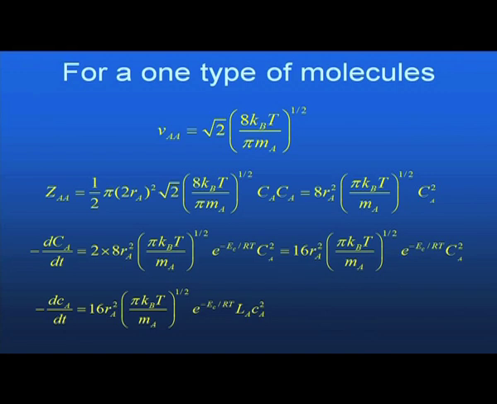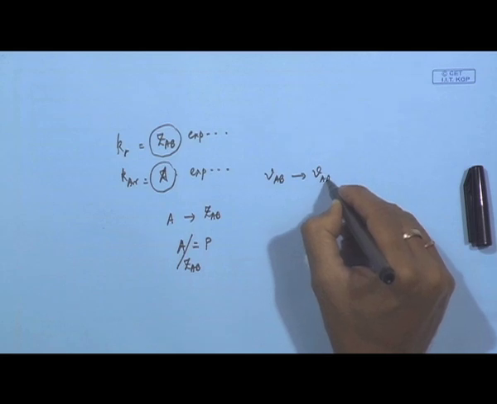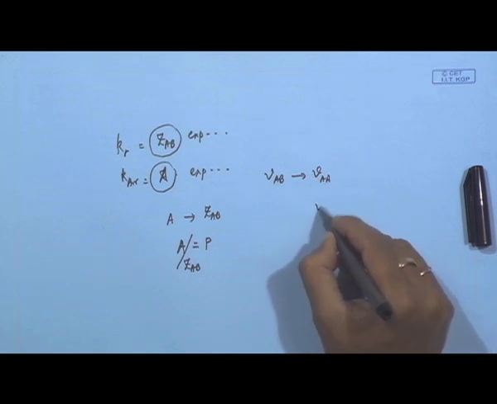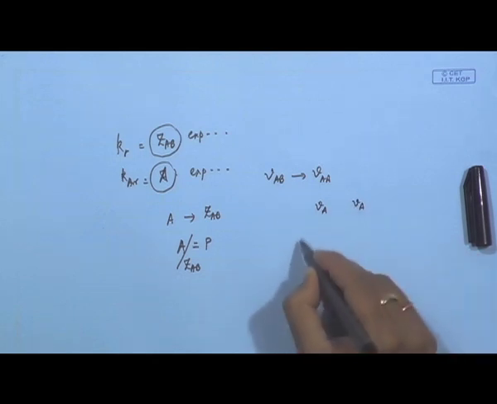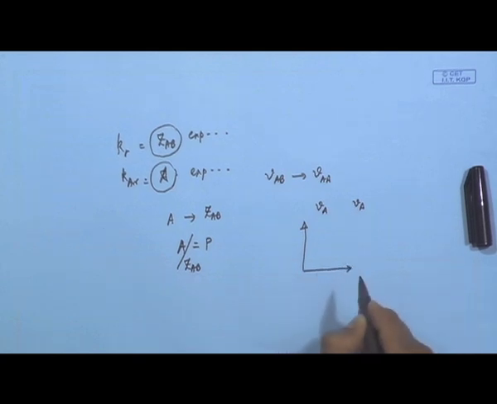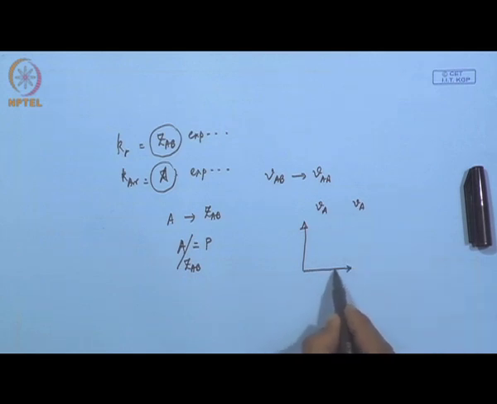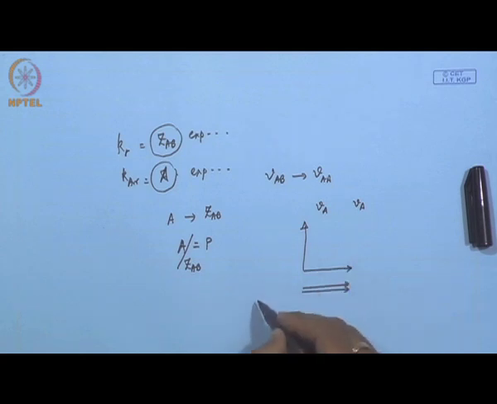Now, for a single type of molecule, these are the corresponding expressions. You can have a look at it. So, only one type of molecule. For one type of molecule, VAB should be replaced by VAA. If one is moving at a speed of VA and another is moving at a speed of VA, say this one is moving this way and another is moving this way. If they are moving in opposite directions, their relative velocity will be 2VA. If they are moving in the same direction, their relative velocity will be 0. So this number varies from 0 to 2VA.